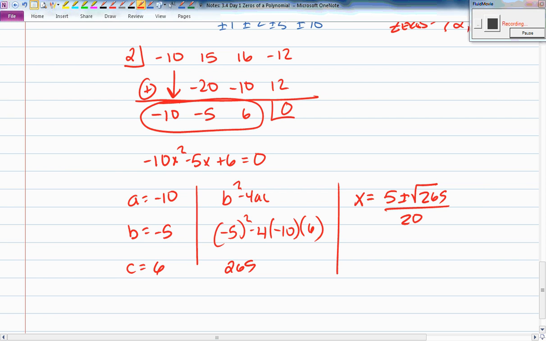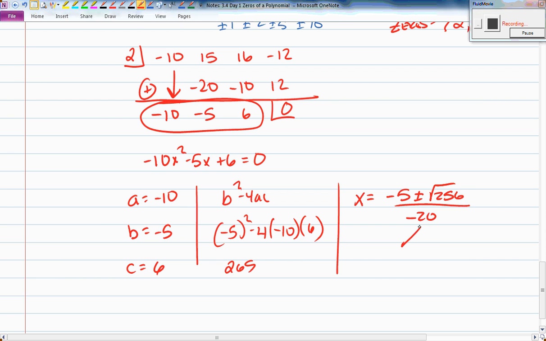Whoops, sorry. Hold on, I messed this up. Let's start this over again. I'm going to get x equals negative 5 plus or minus the square root of 256, all divided by 2 times a, which would be negative 20.